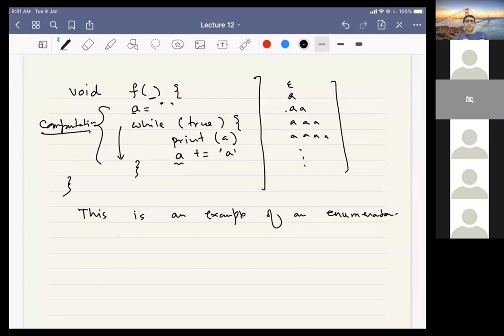An enumerator Turing machine is a Turing machine which doesn't have any input. It just produces strings. Yes, what was the question? Sir, if there is no input at any point, does that mean that the working tape will never be empty?